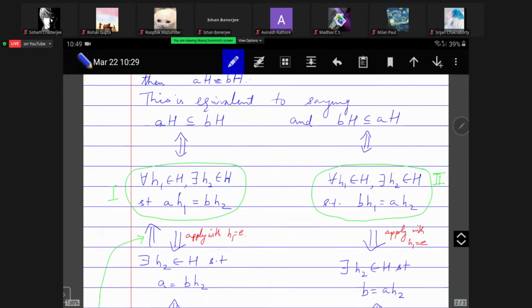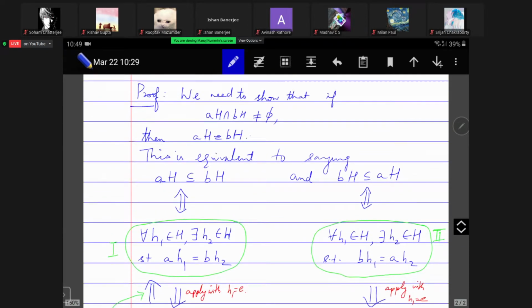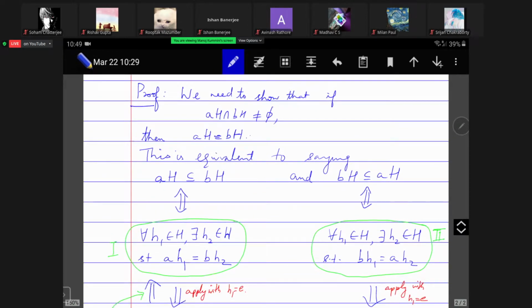So, let us just quickly recap what we are doing. We want to show that if AH1 is not empty, then we need to show that AH is equal to BH. We are now trying to rewrite the condition AH equals BH in some way in which we can prove things.